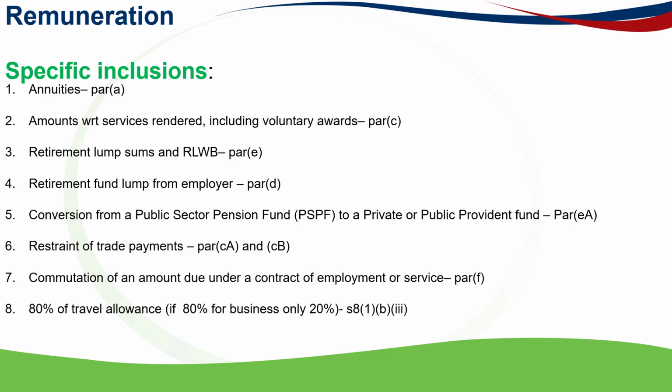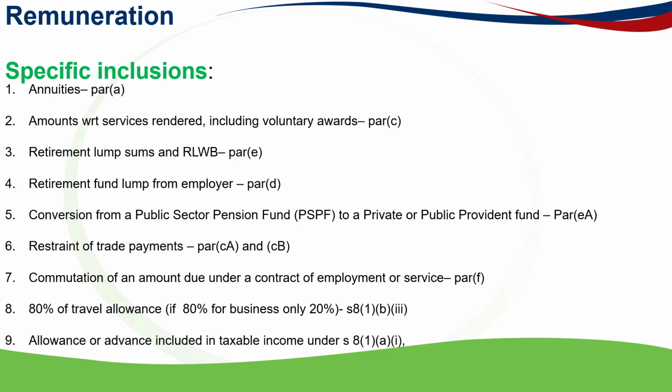If, however, the taxpayer has traveled at least 80% of the kilometers traveled for business purposes, you will not include 80% of the travel allowance, but you will include 20% of the travel allowance that is received. Right? So you will make this determination of whether 80% or more was traveled for business purposes by looking at the records of the travel, of the kilometers traveled.